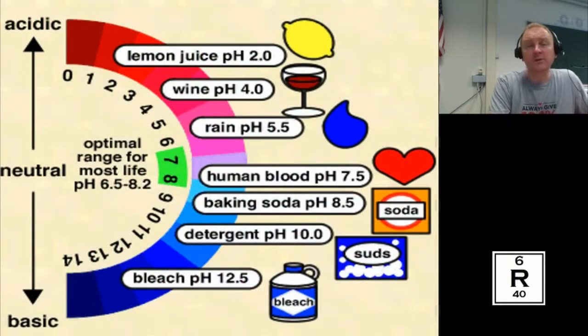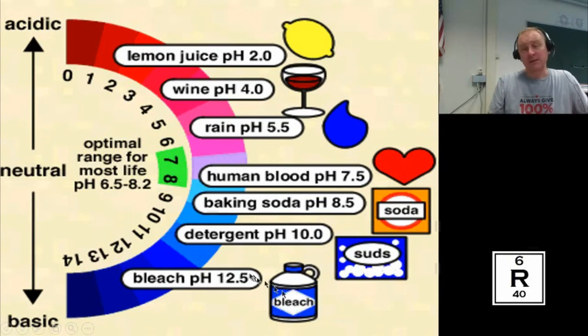Here are some common household things that you hopefully have some association with, and you can take a look at the acidity of these different things. So human blood is actually slightly basic. Rainwater is acidic. Wine is more acidic, it's 4.0, and lemon juice is 2.0. This is even more acidic. So as we move in this direction, we get more and more acidic. So the most acidic thing on this list is lemon juice, or lemons. And then we go to baking soda, detergent, and bleach. Bleach is much more basic.